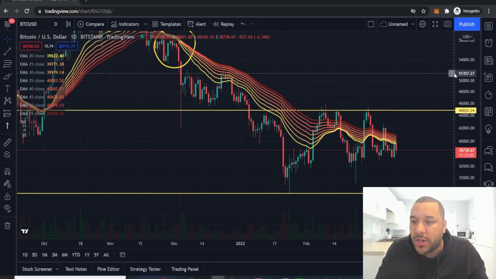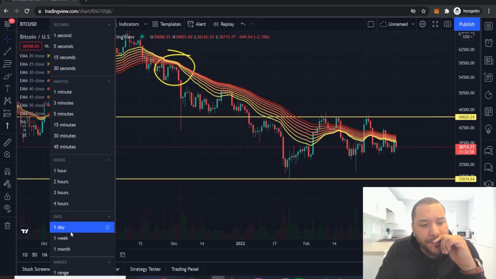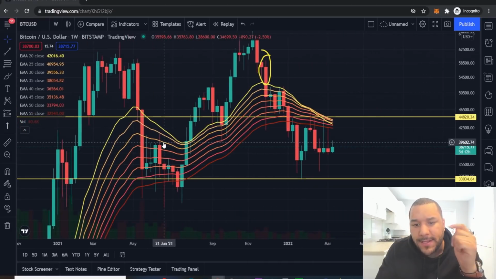Why do I think that? I'm going to show you another chart in a second. Let me just see if I can grab it. Actually, does it show it on the weekly? I want to see what the ribbons look like on the weekly time frame. Yeah, this isn't a bad example.